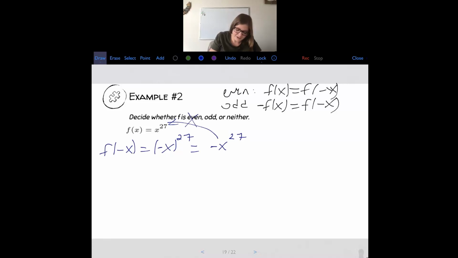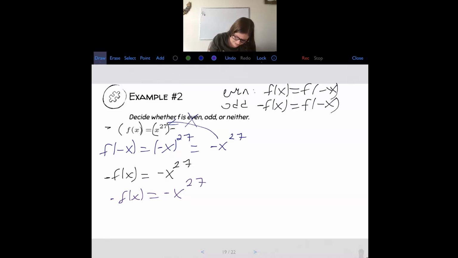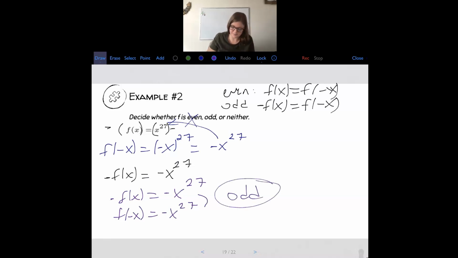And now what we have to check is negative f of x. So this is like putting a negative sign in front of the whole right-hand side of the function formula, which gives negative x to the 27th. And now we compare. So negative f of x is equal to negative x to the 27th, and f of negative x is also equal to negative x to the 27th. These are the same, so this function is odd.